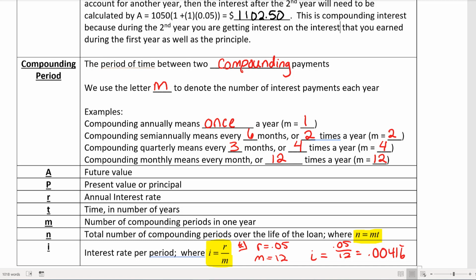So for every month, you're only getting, if you move the decimal over here, about 0.4% interest that month only. But over the whole year, you're going to get more because you're compounding every month than you would if it was just 5% over the whole year. So compounding more frequently is going to get you a better return on your money.